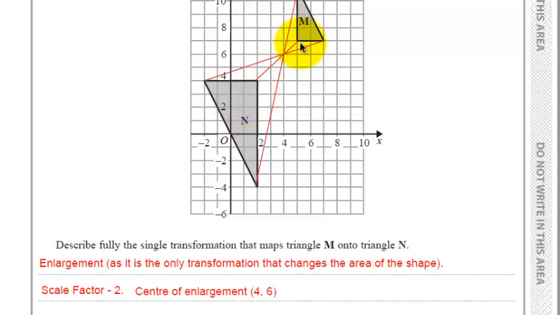I'll explain more about that in a second, but if the shape was up here where I'm currently highlighting with my cursor, then it would be a positive scale factor, but because there's a form of reflection in here, it becomes a negative scale factor.